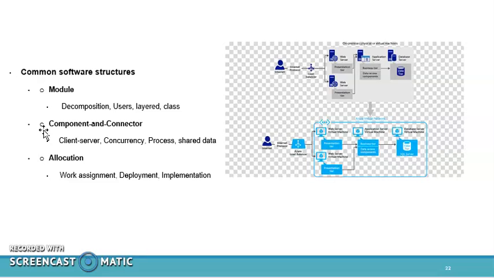These are different implementation choices. For my whole system, a data center is needed. This is also a part of implementation. And 2 servers will be needed, 5 PCs will be needed, and 5 routers will be needed. These are part of implementation. So work assignment, deployment, and implementation are included in allocation structures. So that's it. Those are the different examples of software architectures, which include software structures.